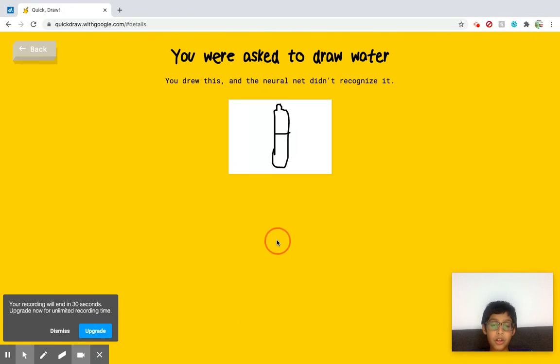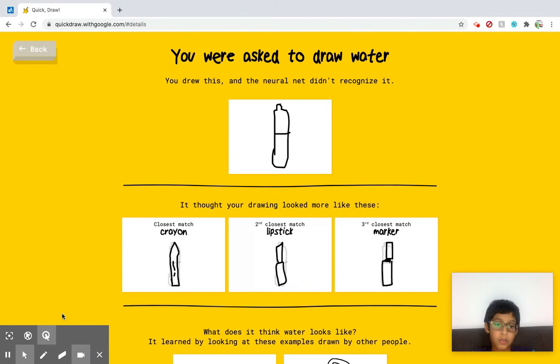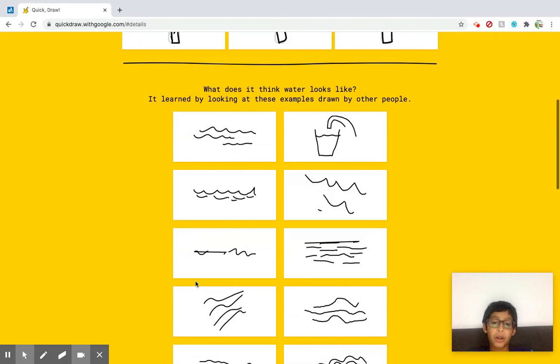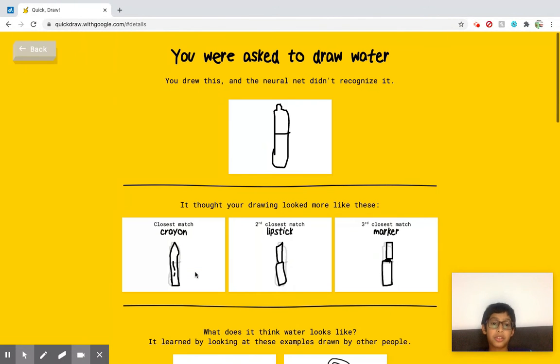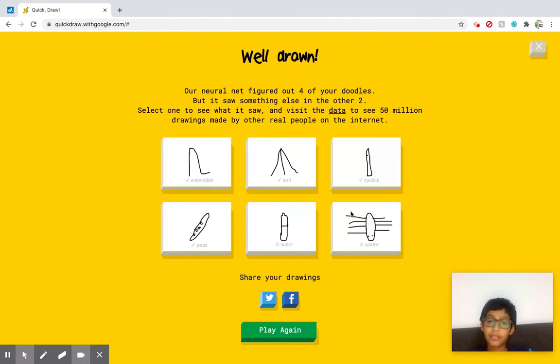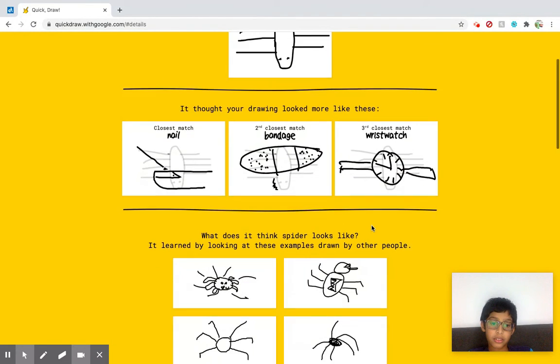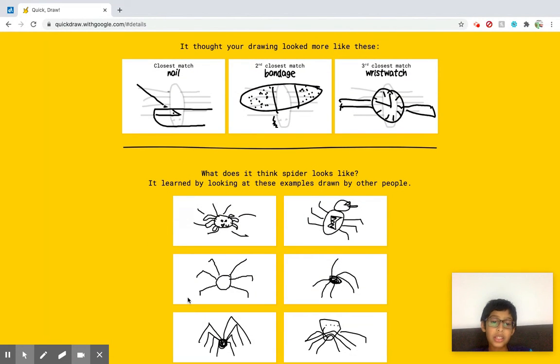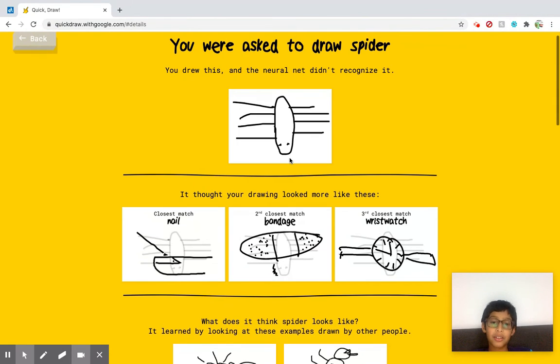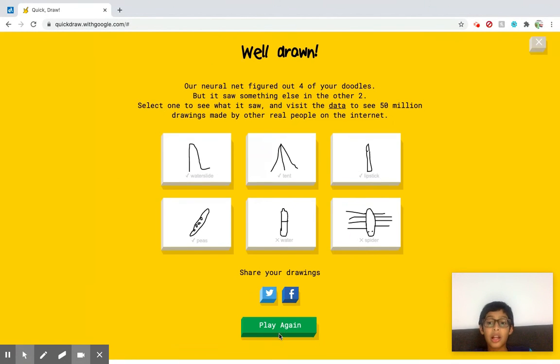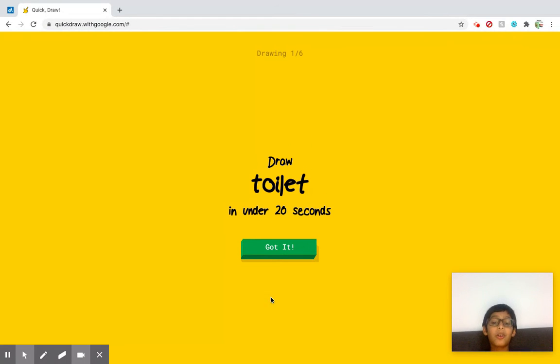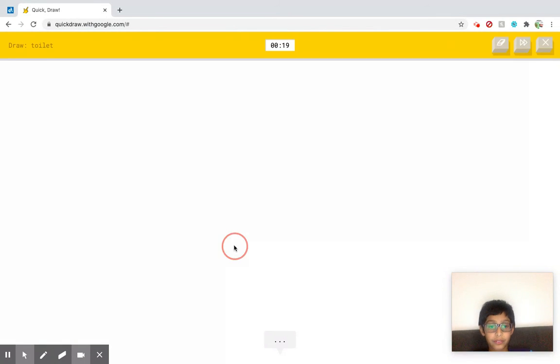Okay, what did people do for water? Bruh. Seriously, this is mean. Spider. Isn't that literally what I just did? A minute. Nail. I thought it was a nail? Wristwatch. A bandage. Well, I definitely didn't get all correct, so we're trying again.